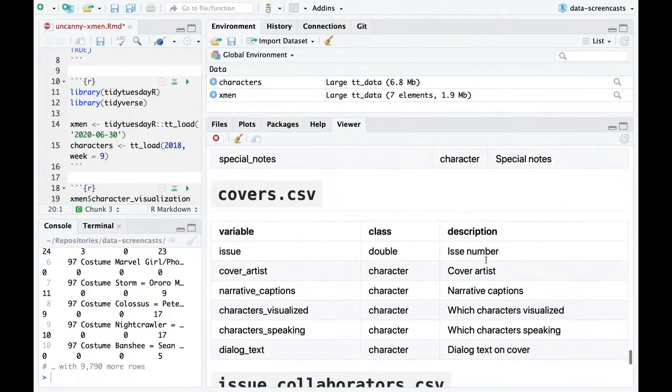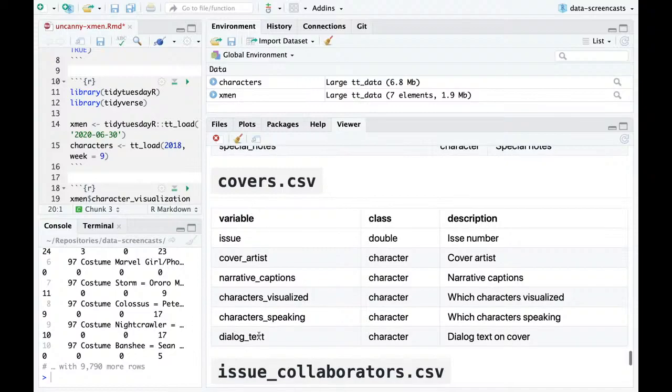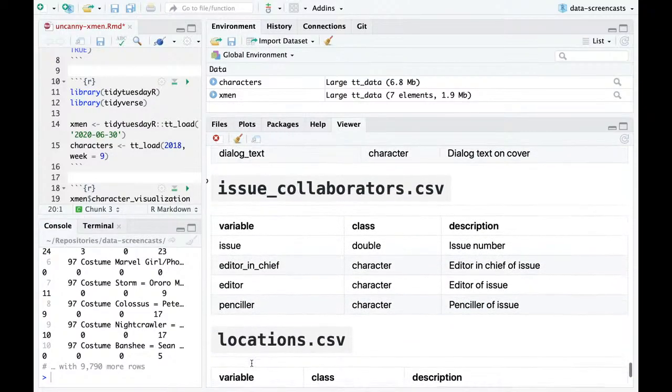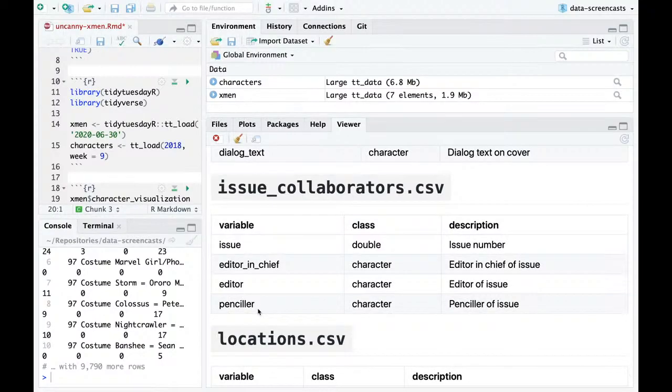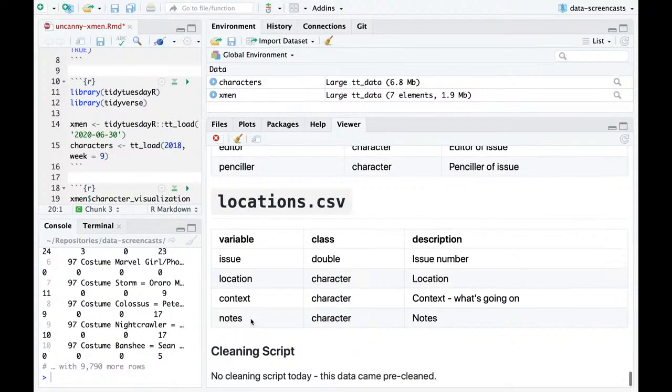That's really interesting. Then we have a data set on the covers, what characters speak on a cover. We have a data set on what editors worked on an issue. Wow, this is one of the richest Tiny Tuesday data sets I've yet had the pleasure to screencast. So I'm really excited about this.